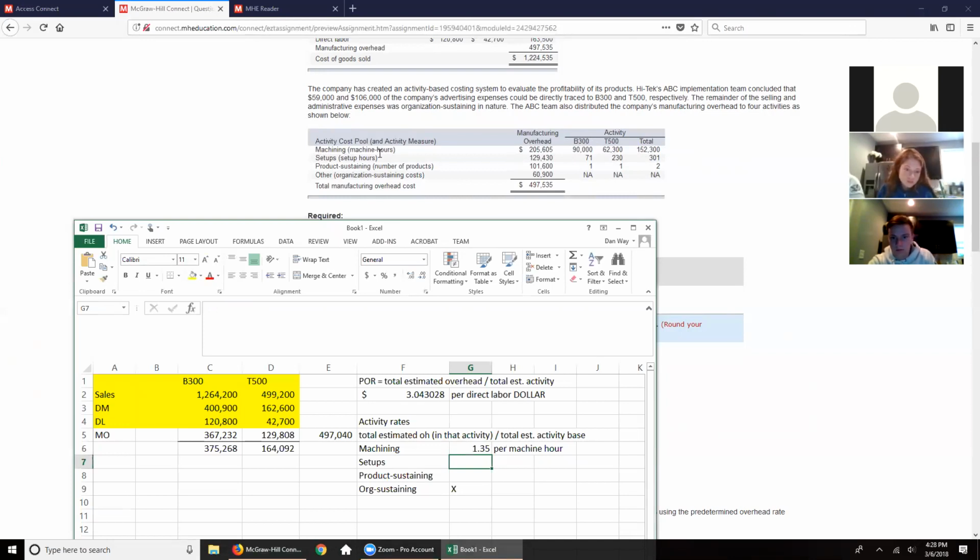Setups, we're allocating on the basis of setup hours in this case. So we had 129,430 in total cost in that cost pool. And that's for a total of 301 setup hours. So that's $430 per setup hour.